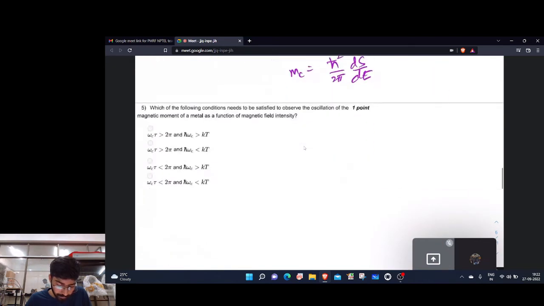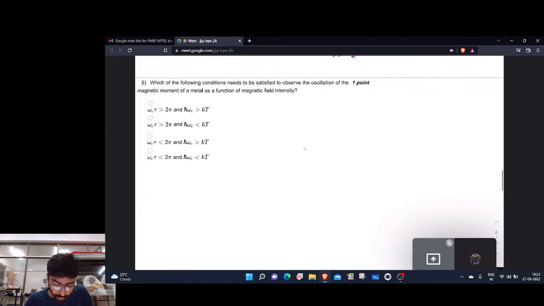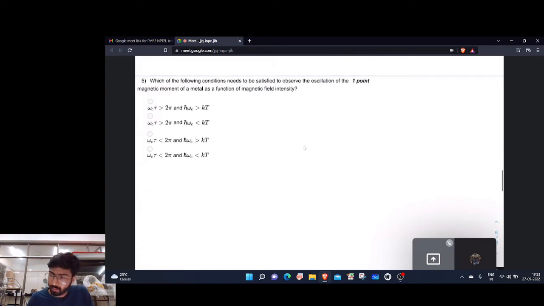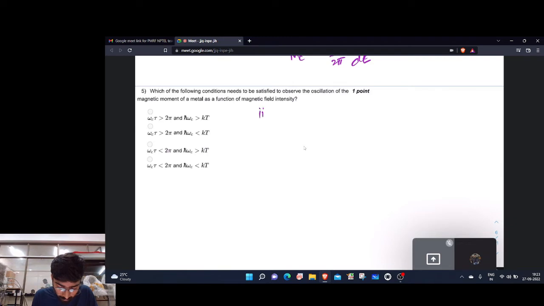And it is defined as follows. Now the next question is, which of the following conditions need to be satisfied to observe the oscillation of the magnetic moment of a metal as a function of magnetic field intensity? Now there are two conditions for this. Basically, let me write these two conditions for observing cyclotron resonance.